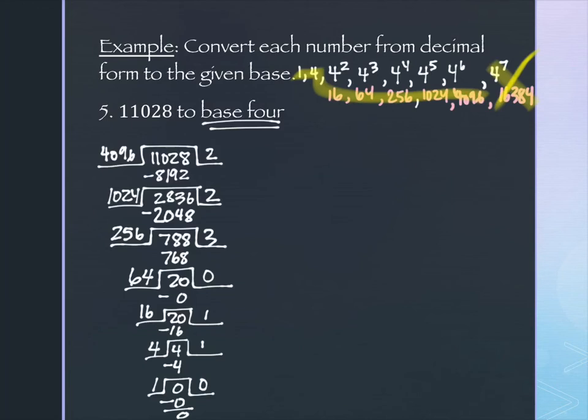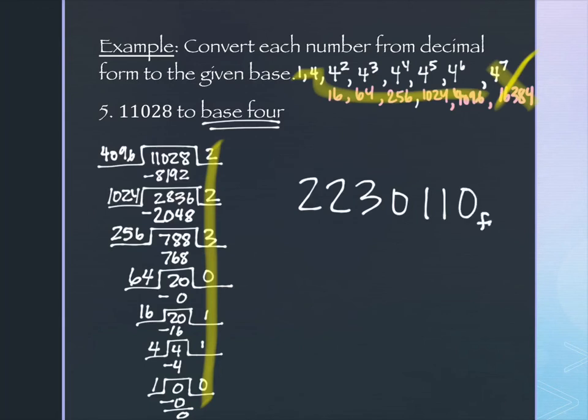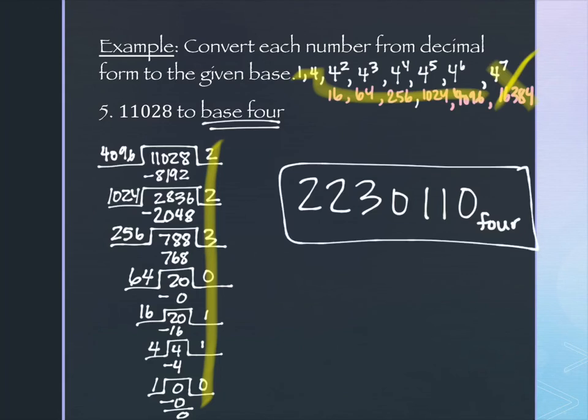So my answer is this string of numbers, and I don't have to turn it into symbols like I did with Mayan and Babylonian. I just list the numbers from top to bottom, goes left to right. 2, 2, 3, 0, 1, 1, 0, and I have to write down that I'm in base 4. That looks gigantic on the screen, my goodness.